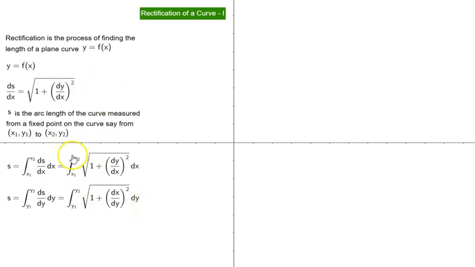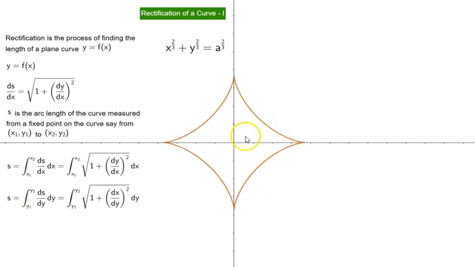Now, let's look at it with an example. So let's say we are given x to the power of 2 by 3 plus y to the power of 2 by 3 is equal to a to the power of 2 by 3. If we plot it, this is what we get. And we notice that the curve is symmetric across both x-axis and y-axis. Now, even without plotting the graph, we can figure out that it is symmetric across x-axis and y-axis.